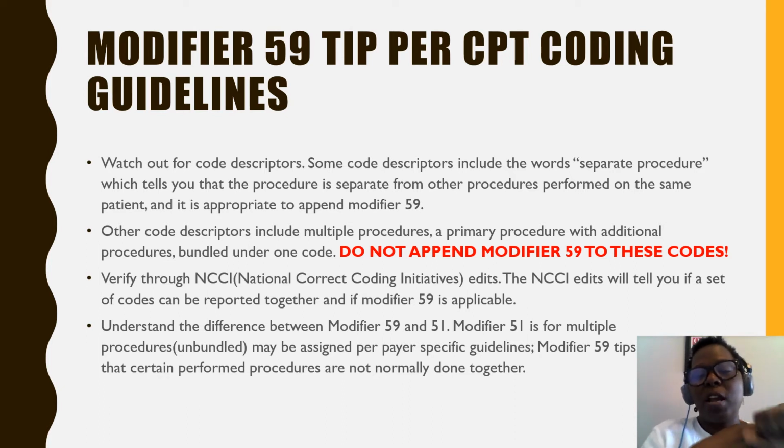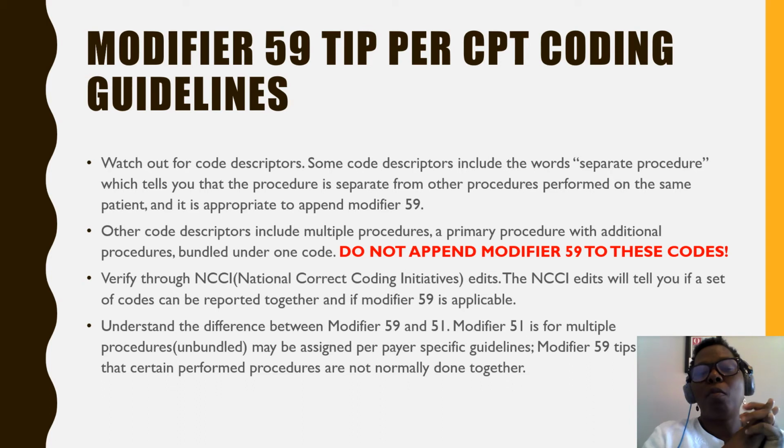So whenever you're trying to determine if a certain modifier is applicable, you're able to input those codes to see what the edits are stating. And then lastly, you want to make sure you understand the difference between modifier 59 and 51, or should I say 51 and 59.